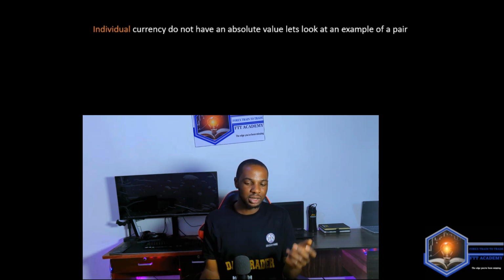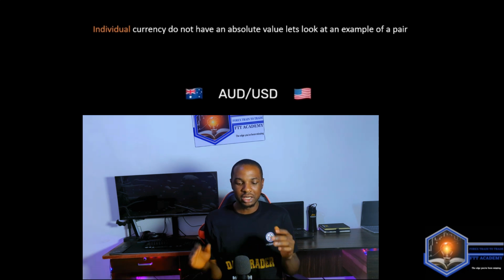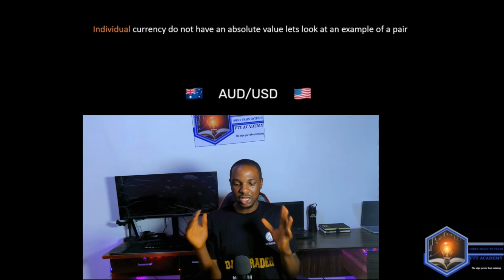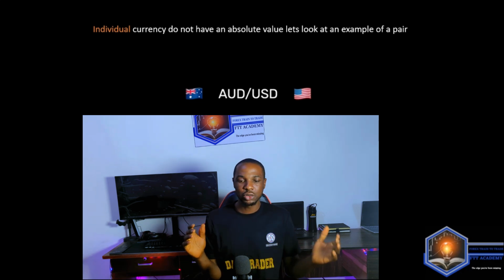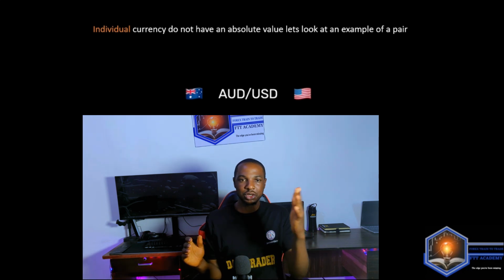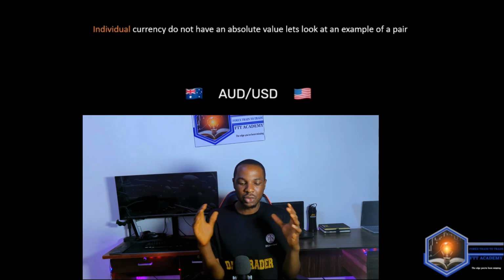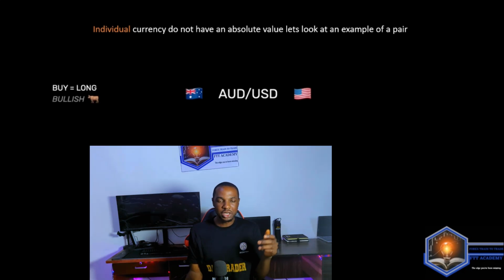So let's look at some examples of pairs. Let's look at an example of Australian dollar US dollar. Australian dollar US dollar is simply you merging two currencies together. You take the Australian dollar and you merge it with the US dollar. They call it Australian dollar US dollar. Now, if you are bullish on Australian dollar US dollar, bullish simply means long.